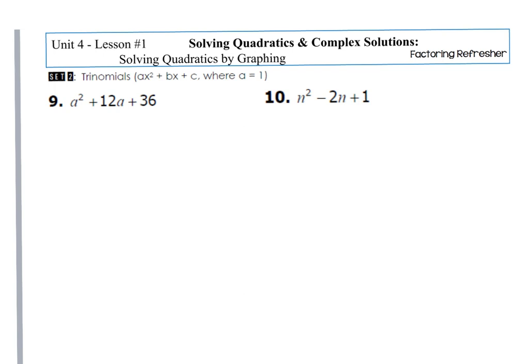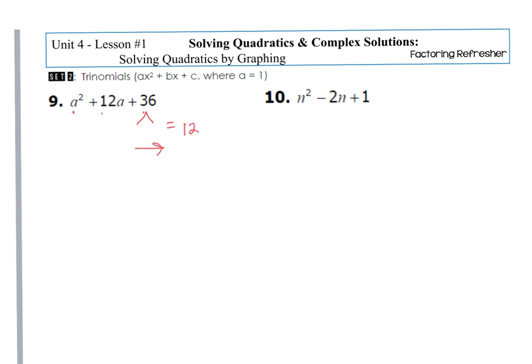Okay, number 9. We have a squared plus 12a plus 36 that we need to factor to turn back into a multiplication problem because I have 1, 2, 3. We're going to use factor tree to do this. I'm looking for two numbers that multiply to positive 36, and then those same two numbers have to add to 12.